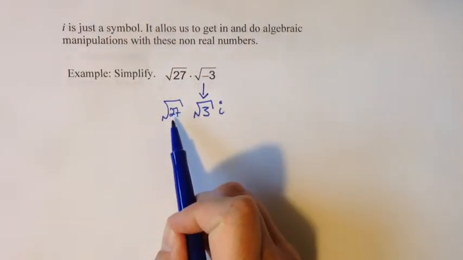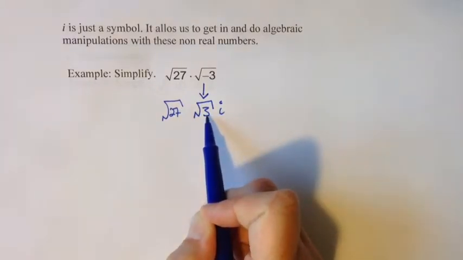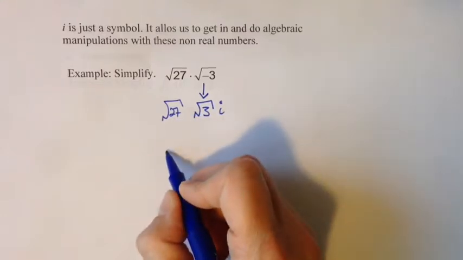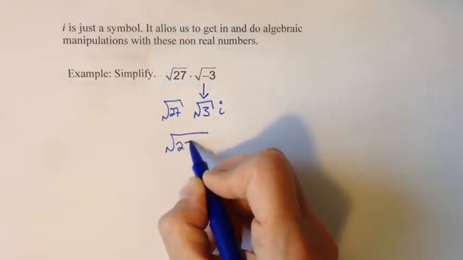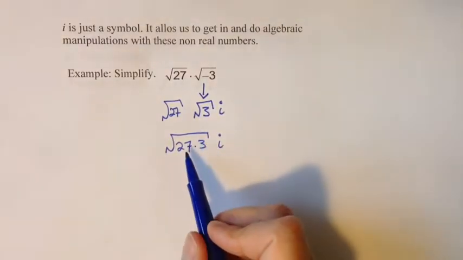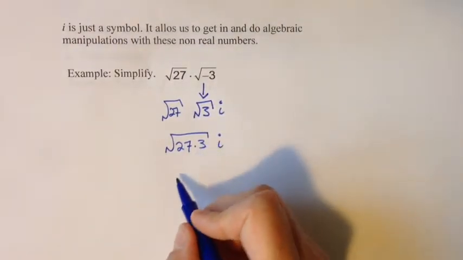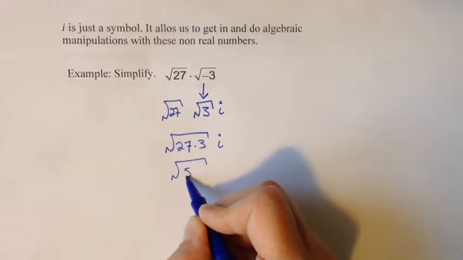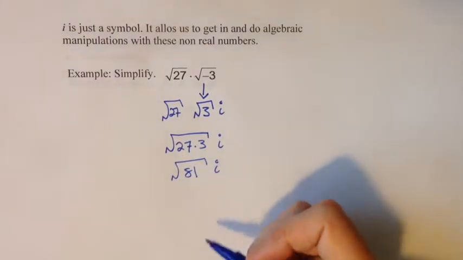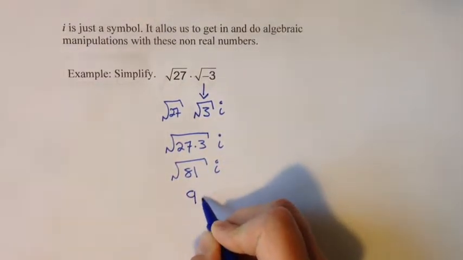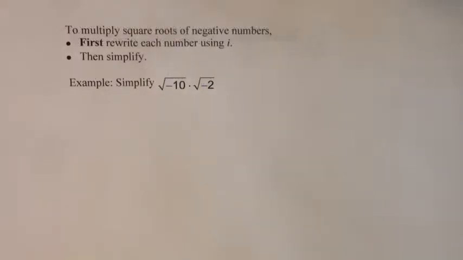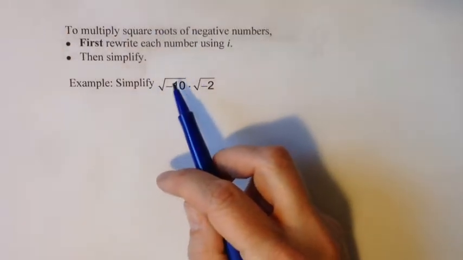but I notice now I have the square root of 27 multiplied by the square root of 3. Remember that the product rule lets us push these two things together, making this the square root of 27 times 3. Don't forget that that i is still coming along. Now I have 27 times 3 under a square root. That's the square root of 81 with an i on the outside. And the square root of 81 is a nice number. This is 9i.